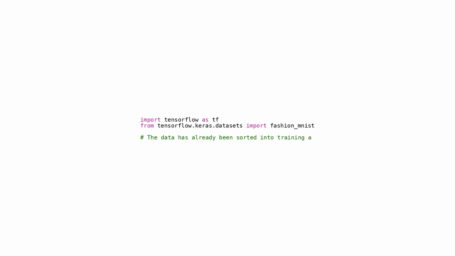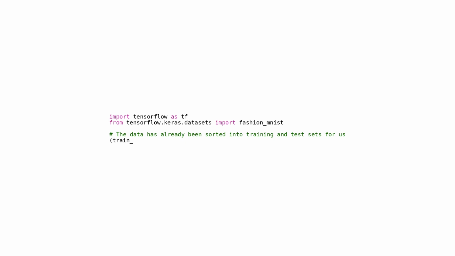The snippet of code is written in Python, and it is used to import the TensorFlow library, which is a popular machine learning framework, and specifically loads the Fashion MNIST dataset from TensorFlow's Keras API. The Fashion MNIST dataset is a collection of 60,000 28 by 28 grayscale images of 10 fashion categories, along with a test set of 10,000 images. The dataset is a drop-in replacement for the classic MNIST dataset of handwritten digits.